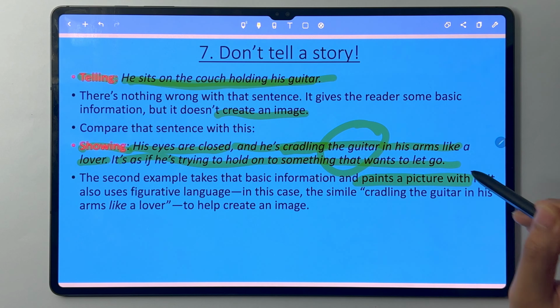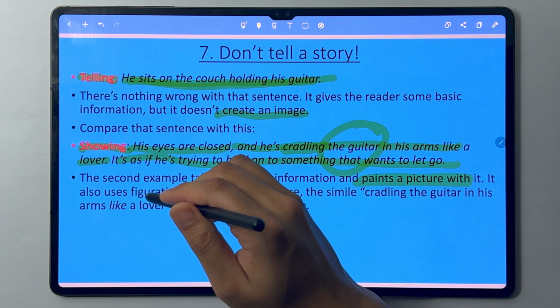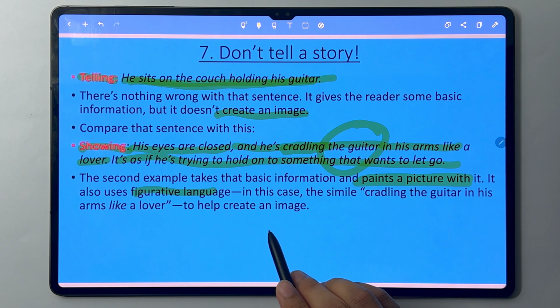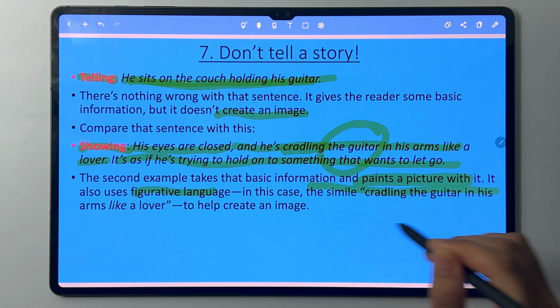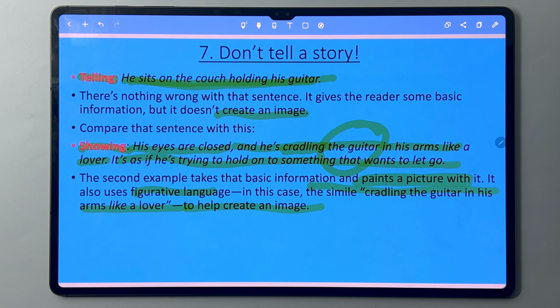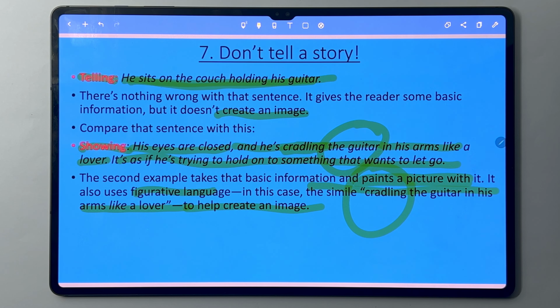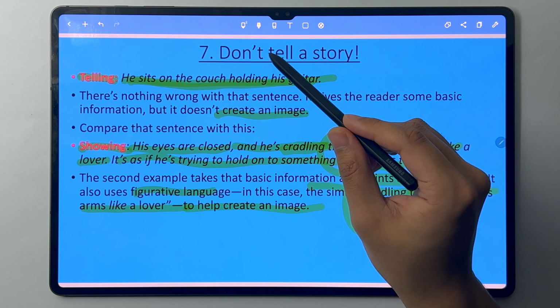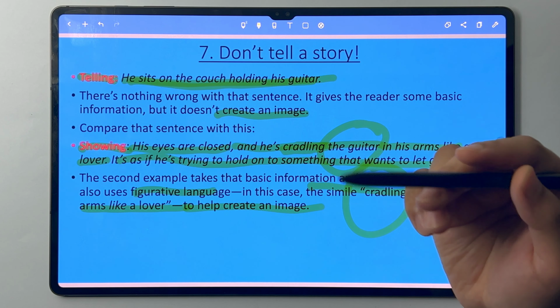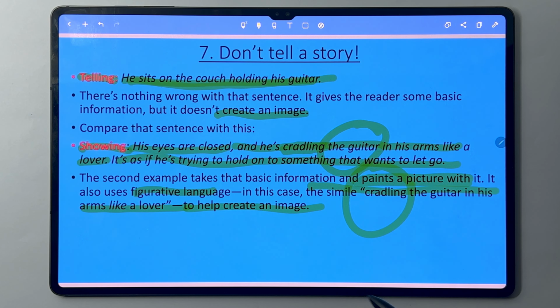And a grade 9 response is doing that. It will paint a picture. It also uses figurative language, in this case the simile cradling the guitar in his arms like a lover, to help create an image. So if you're cradling the guitar, you're holding it with your arms gently, okay? And it shows you his love and care for the guitar. So don't tell a story, show it. So some of you may have heard of show not tell. It's that same principle within this slide.